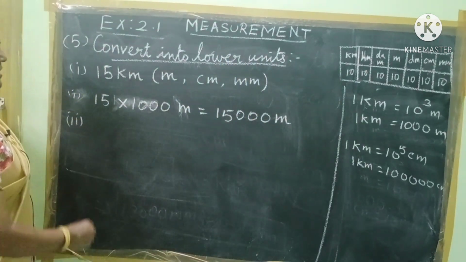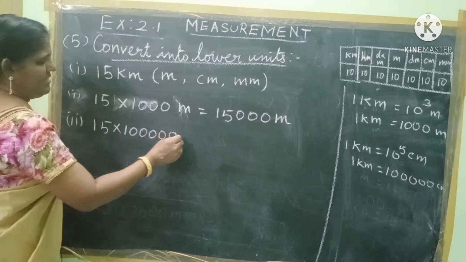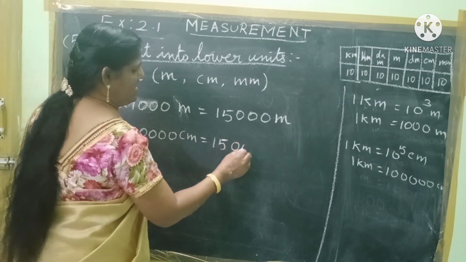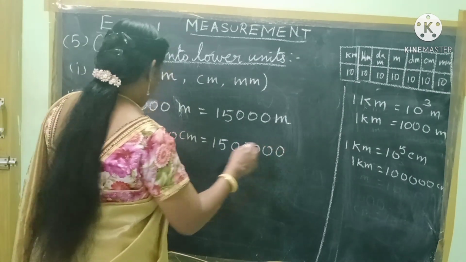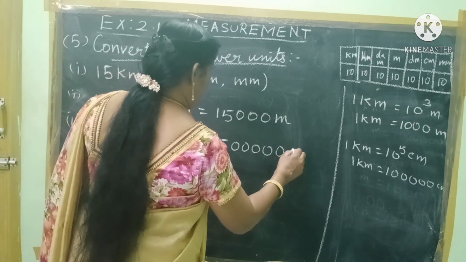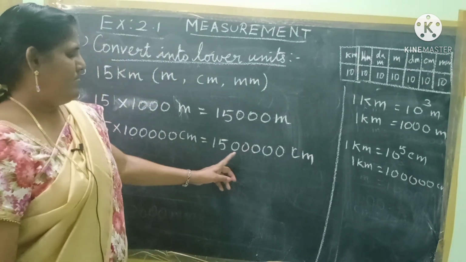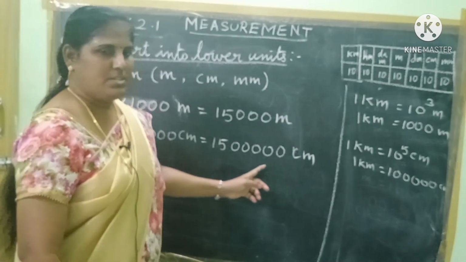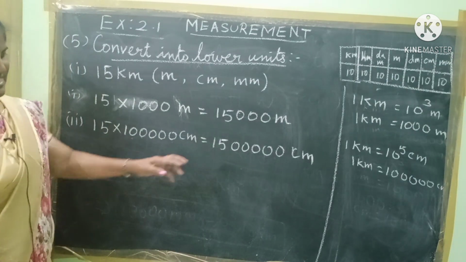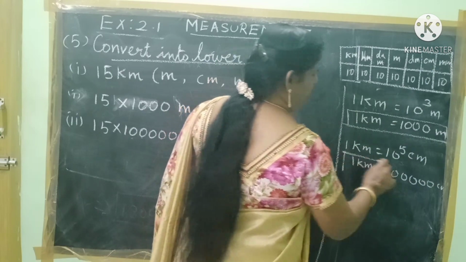So therefore 15 kilometer into 1 lakh centimeter equals 15 lakh centimeter. So how many centimeters are there? 15 lakh centimeter. Okay. So that is the second rule. So first rule we found. Second rule also we found.